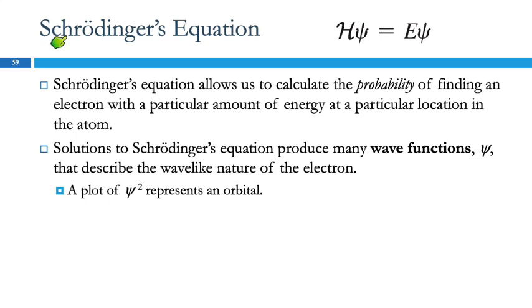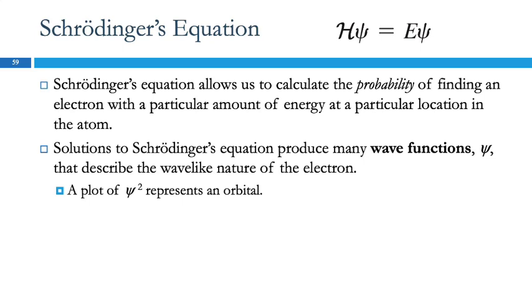So Schrodinger, this is the same guy with the cat experiment. This is a very simple representation of Schrodinger's equation. It allows us to calculate the probability of finding an electron with a particular amount of energy at a particular location. The math here is beyond me. No, thank you.